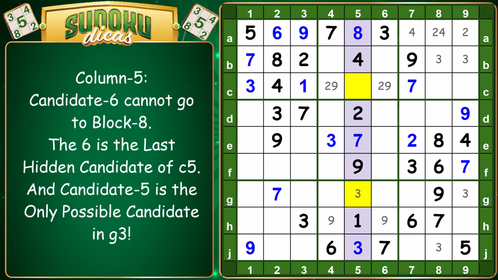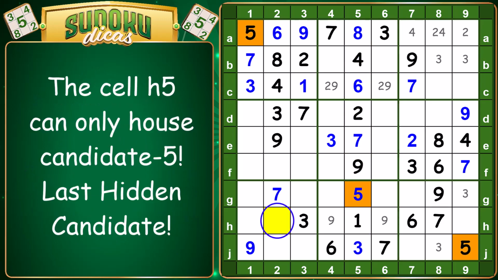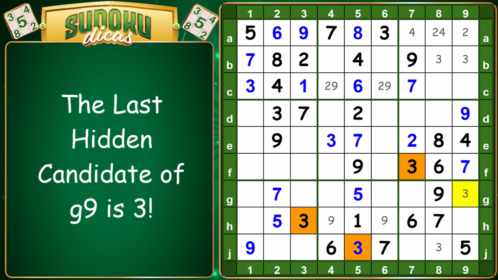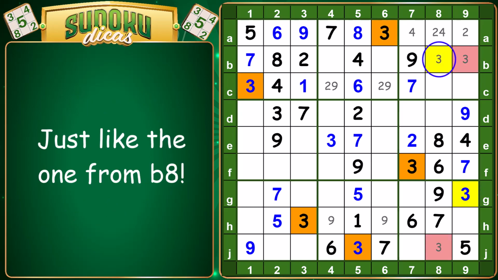Column 5. Candidate 6 cannot go to block 8. The 6 is the last hidden candidate of C5. And candidate 5 is the only possible candidate in G3. The cell H5 can only house candidate 5. Last hidden candidate. The last hidden candidate of G9 is 3. Just like the one from B8.